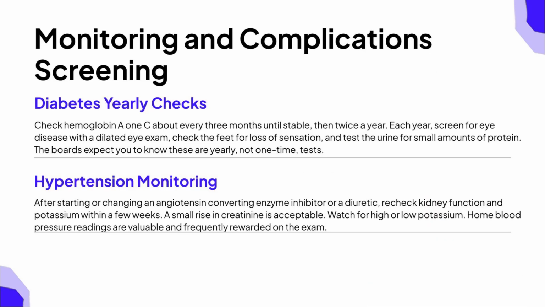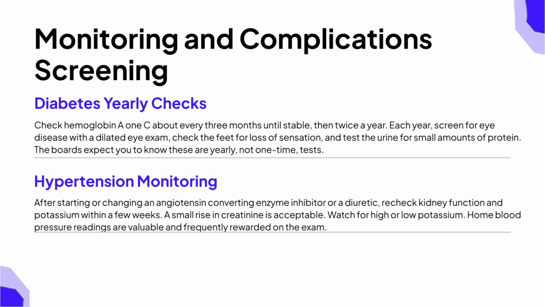Let us review monitoring and complication screening, because this comes up constantly. For diabetes, check the hemoglobin A1C about every 3 months until the patient is stable, then twice a year. Every year, screen for eye disease with a dilated eye exam, check the feet for loss of sensation, and test the urine for small amounts of protein. The exam expects you to know these are yearly tests, not one-time tests.